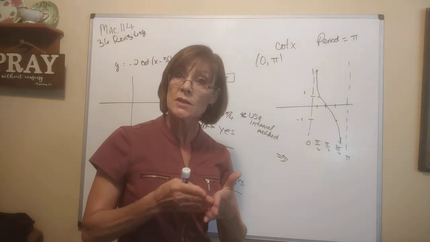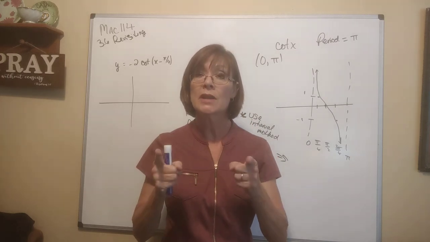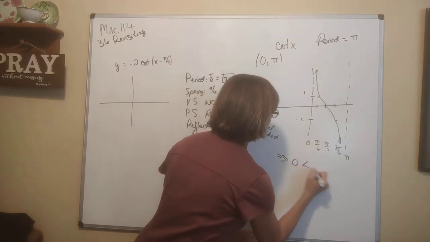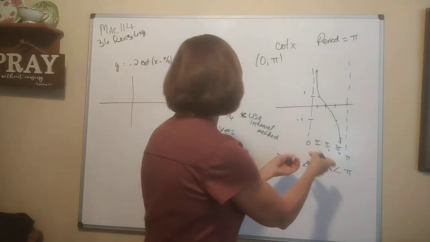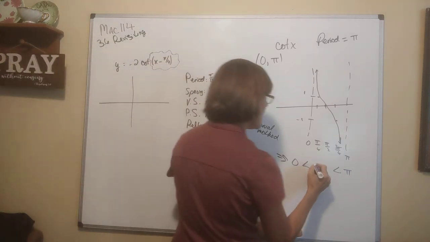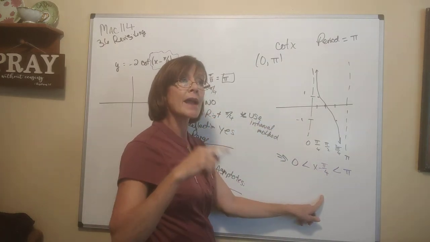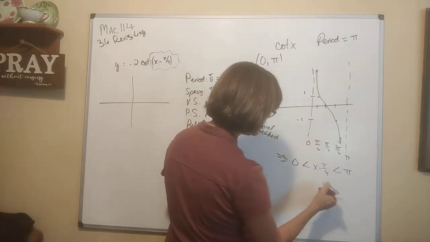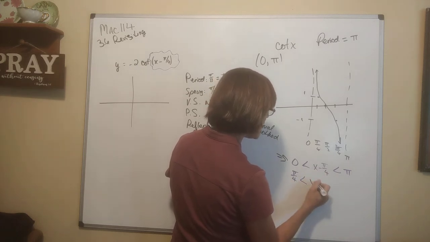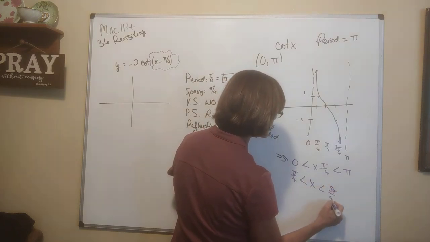Well, for tangent, whose graph was from negative pi over 2 to pi over 2, we set that up, but for cotangent, the graphs go from 0 to pi, so we set that up. So we're going to say 0 is less than something is less than pi. What do we put in there? Whatever we see right there, that's what we put in there. So x minus pi over 4. Solve for x. To solve for x here, we simply need to add pi over 4 in all three places. So 0 plus pi over 4 is pi over 4. Minus pi over 4 plus pi over 4 makes that a 0. We just have x. Pi plus pi over 4 is going to be 5 pi over 4.